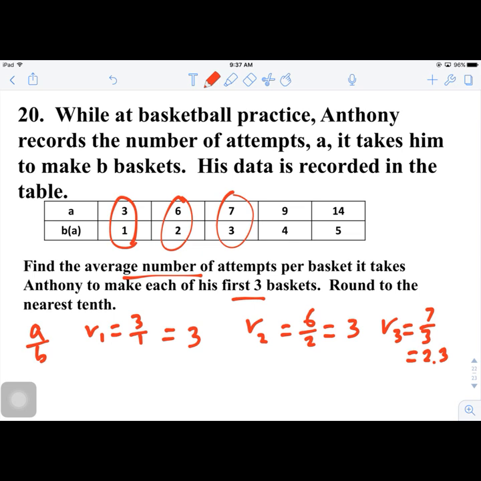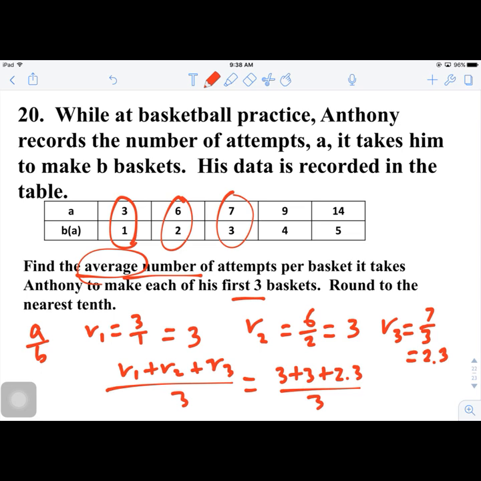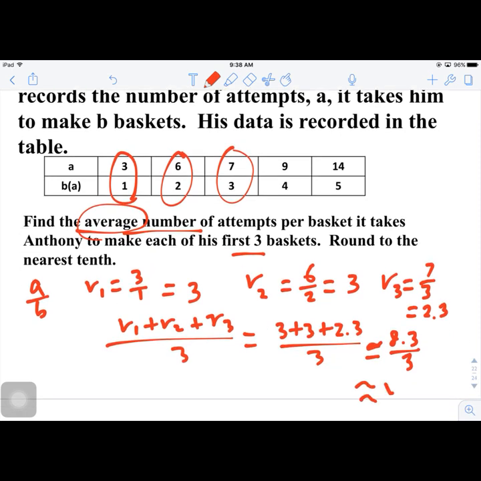And if we find the average, because it's asking us to find the average, we will average R1 plus R2 plus R3 divided by 3. That's going to be 3 plus 3 plus 2.3 divided by 3, and that will give us an average of approximately 2.8 attempts per basket. And that is the end of the question.